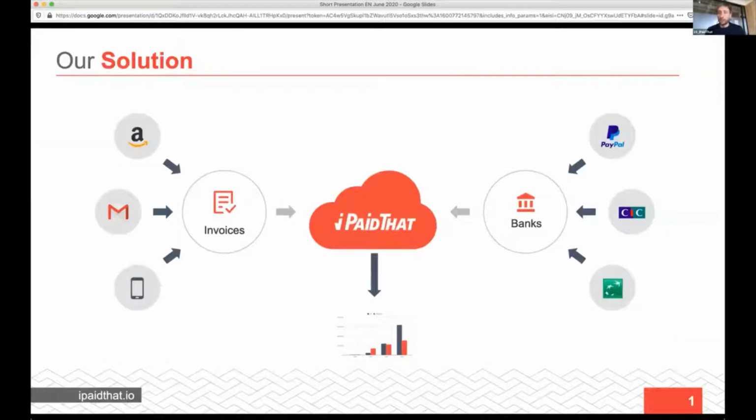So at iPayThat, we figured that every business, when they manage their finances, has two concepts: the concept of invoices, and the concept of bank transactions. And usually on the services available online, these two concepts are treated separately, and you can miss information because of that.